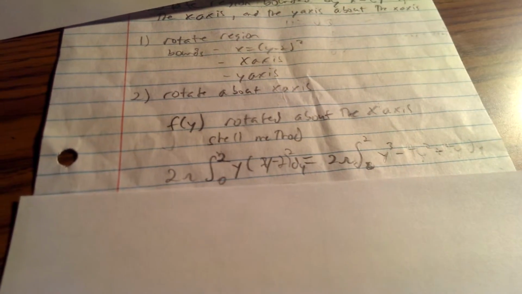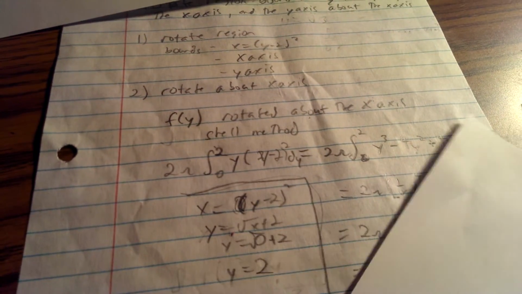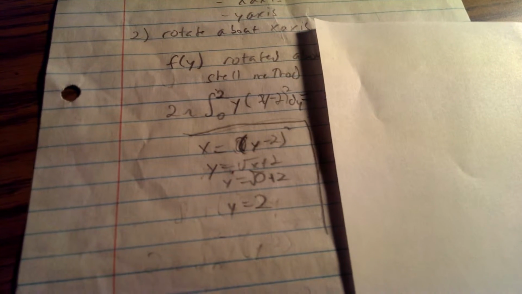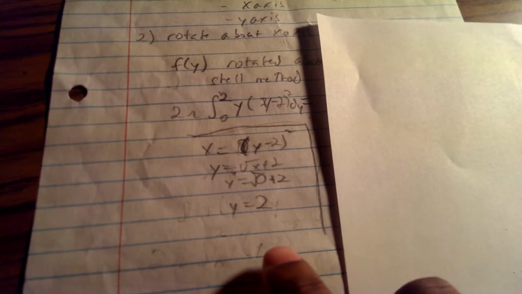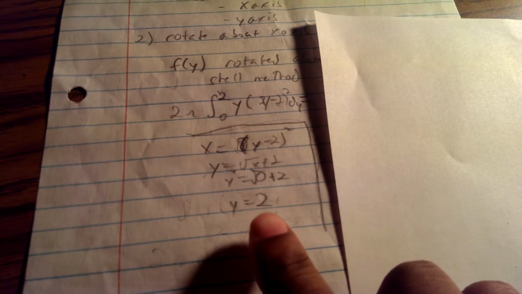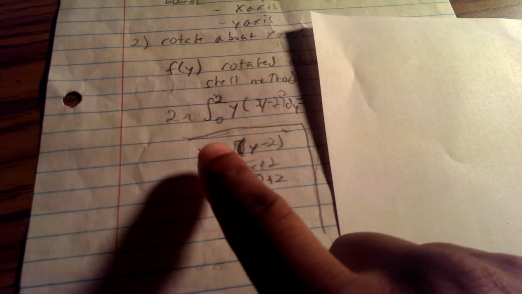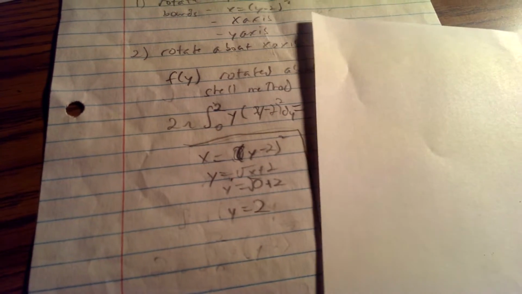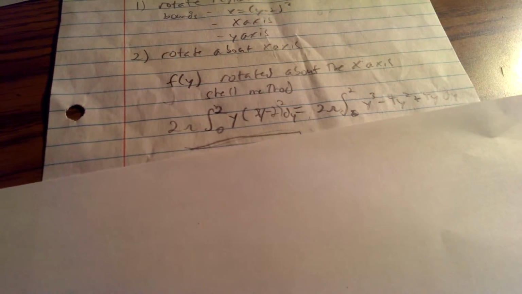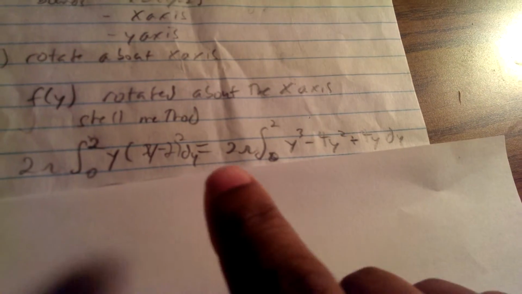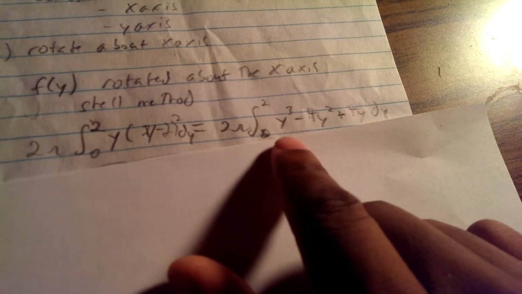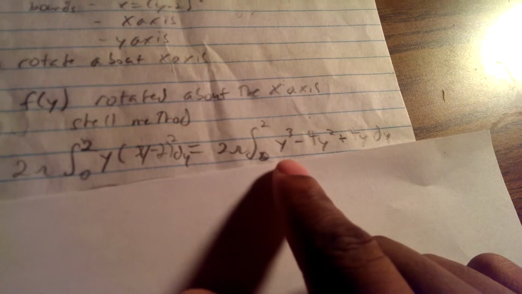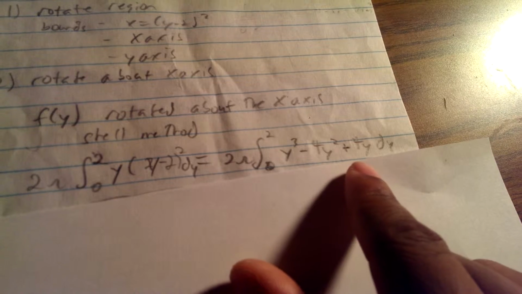We found these bounds because here you plugged in 0 and found that the upper bound is 2, so y equals 2. So the bounds are y equals 0 to y equals 2. And then we come over here to this integral, so 2 pi times the integral from 0 to 2, sorry, that's a 0, of y cubed minus 4y squared plus 4y dy.